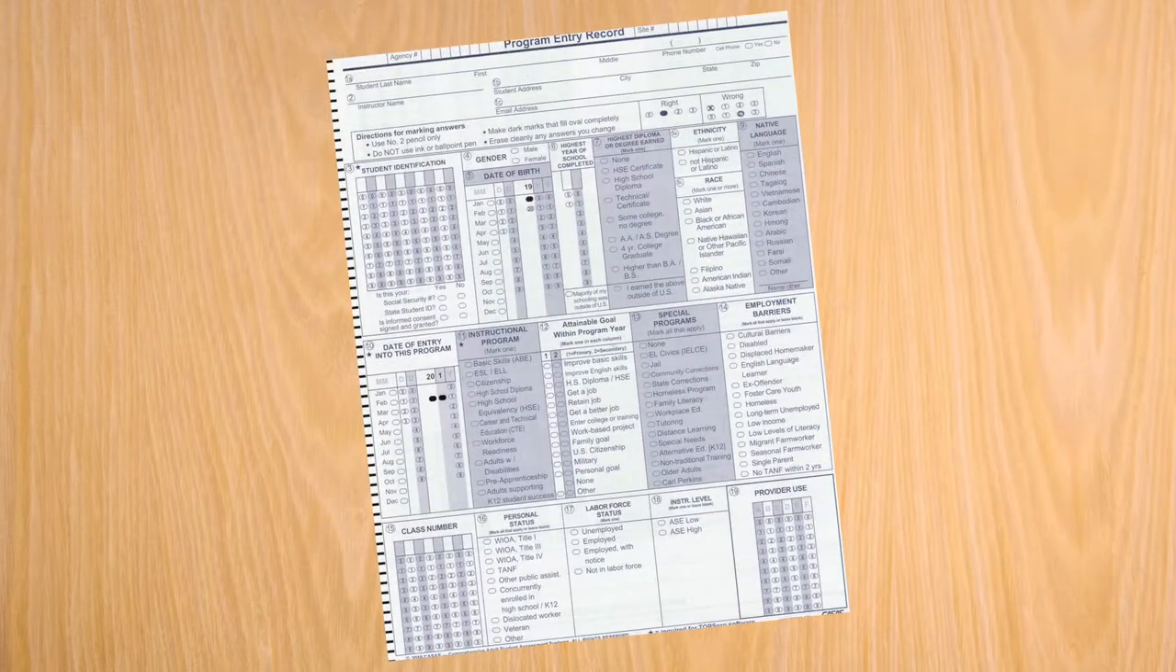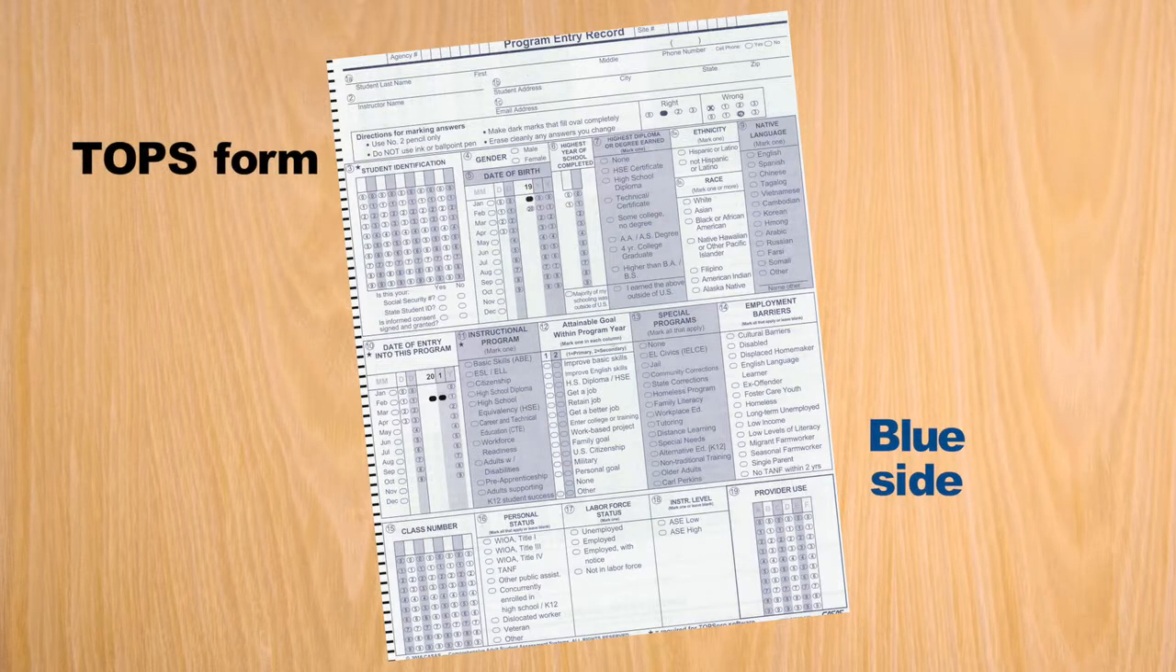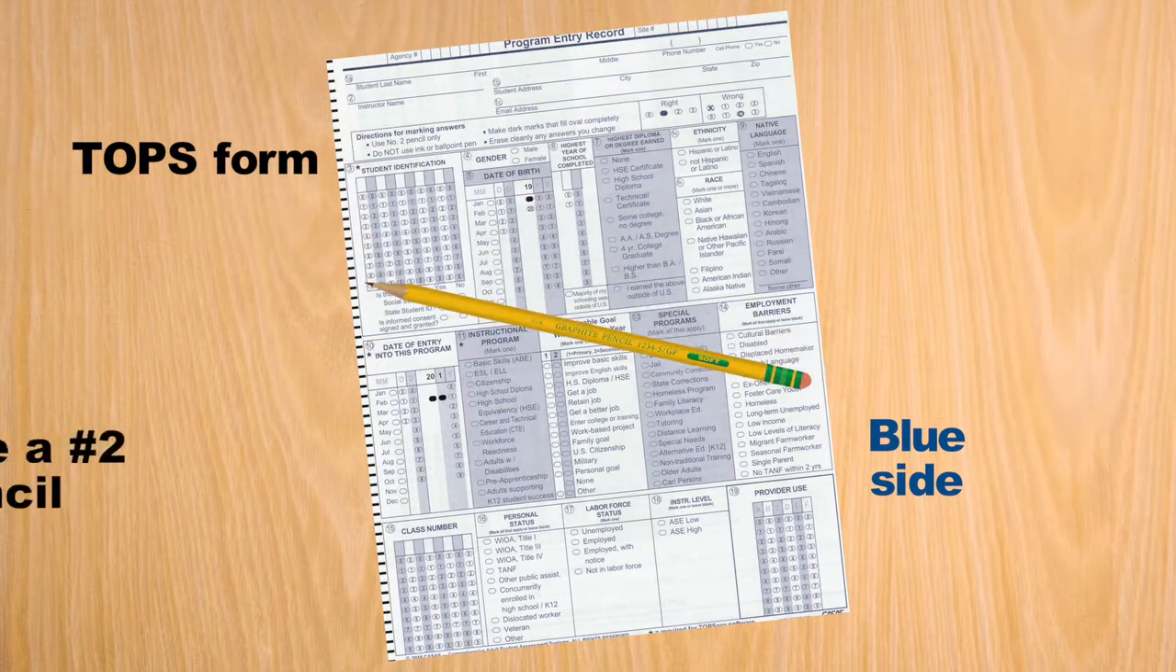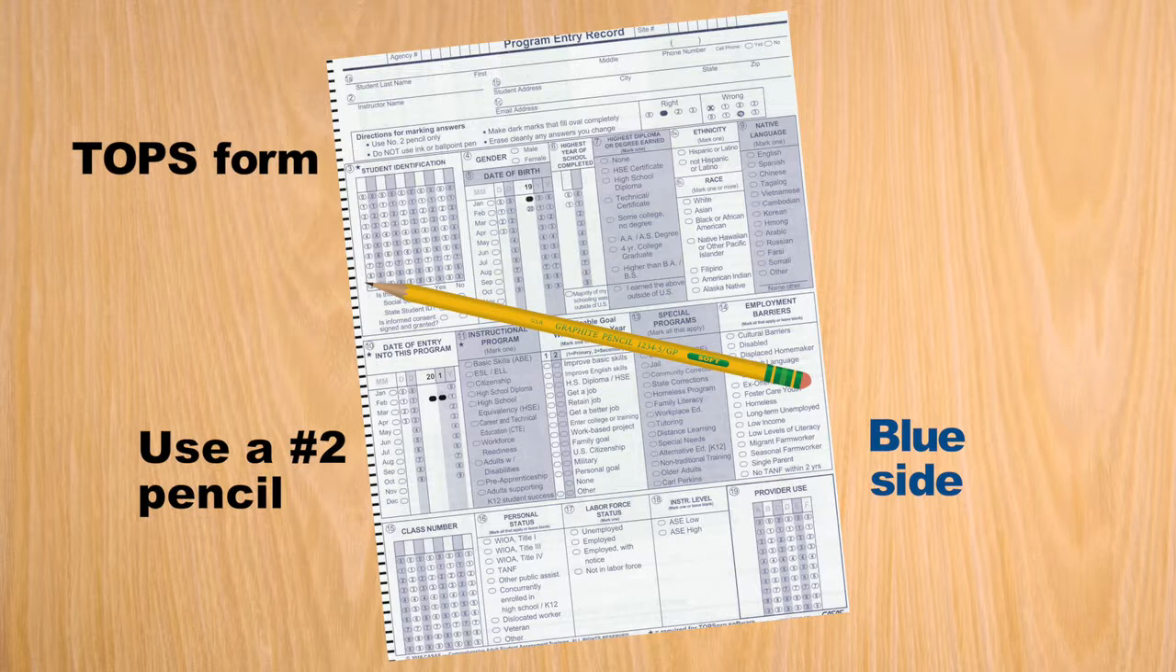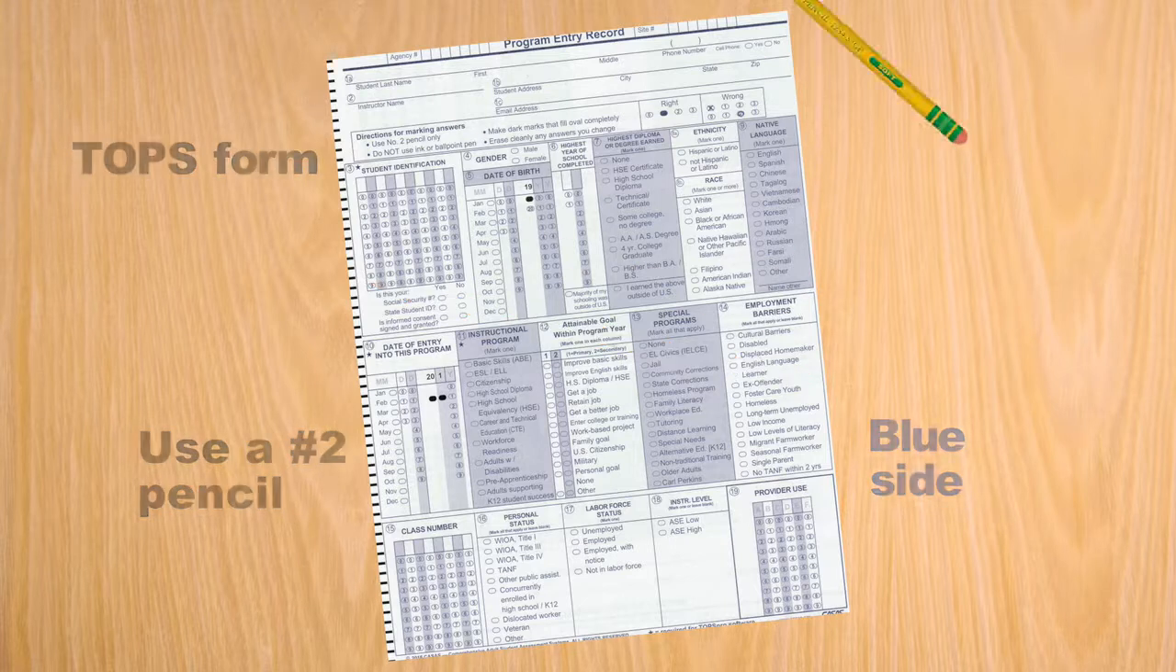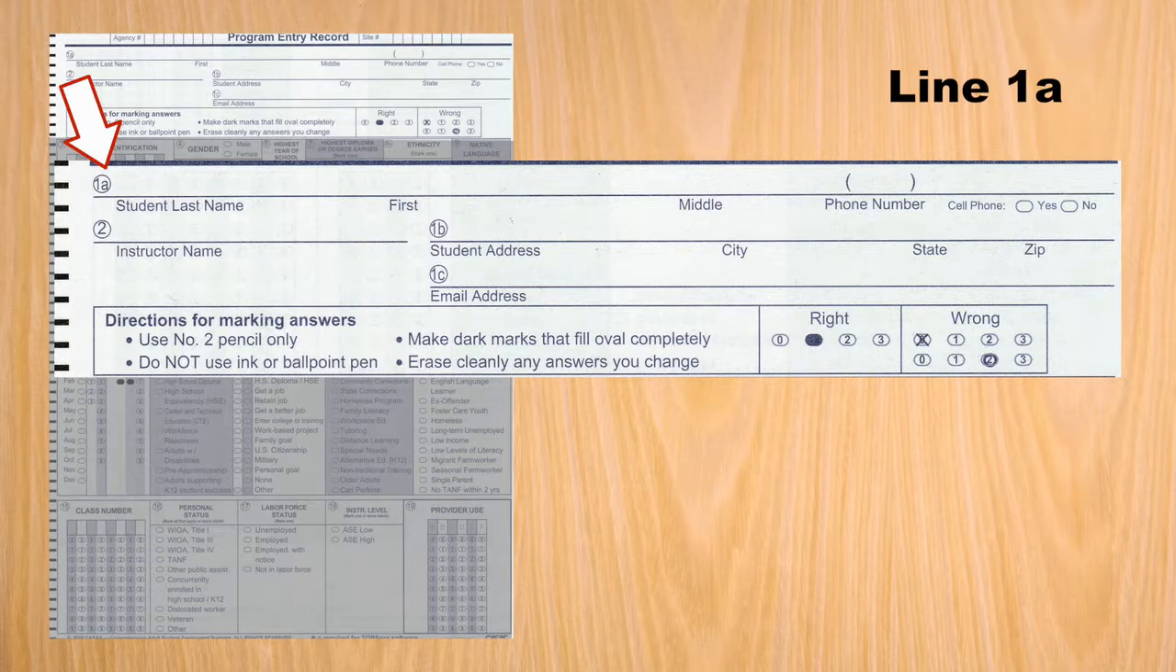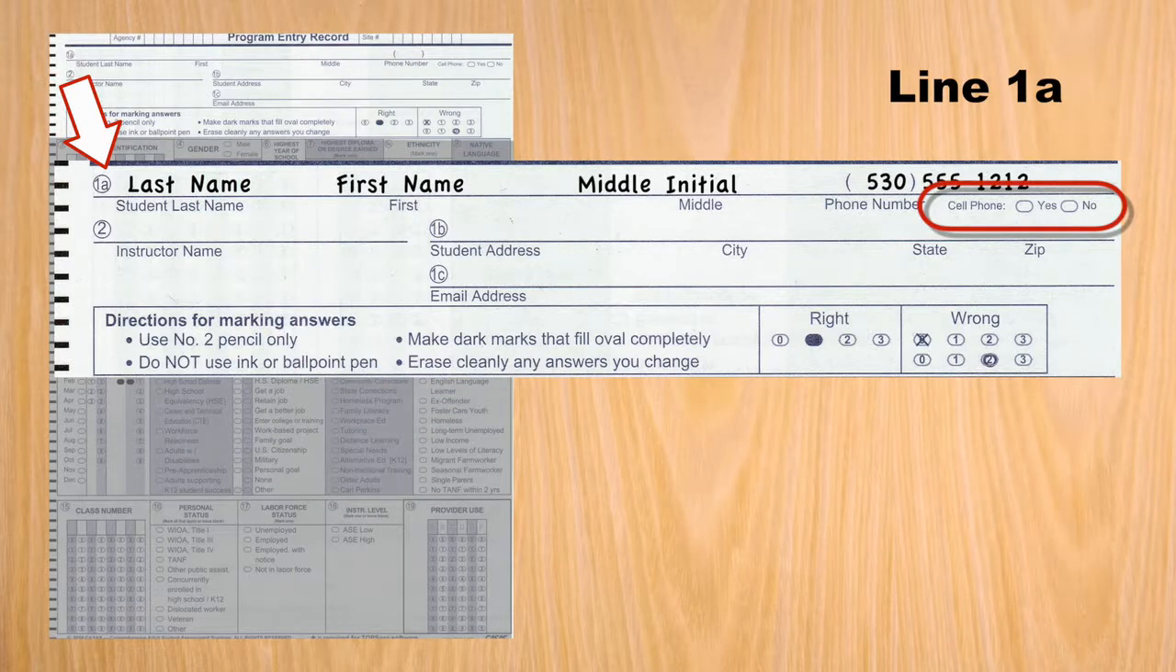This is the Tracking of Program Students form, or TOPS for short. This is the only form that must be completed in pencil. Please write clearly and completely fill in the bubbles. This form is read by a computer and there are lots of boxes to complete. Let's get started. On line 1A, clearly print your last name, first name, and middle initial. Then clearly write your phone number including area code. Indicate by filling in the bubble if the number is a cell phone.